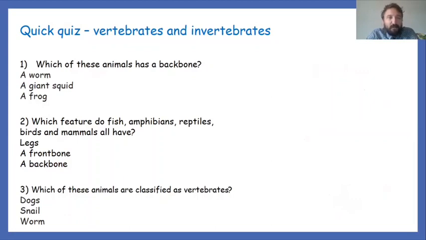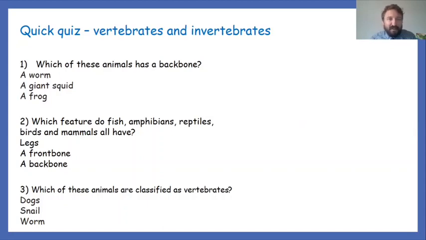Number two, which feature do fish, amphibians, reptiles, birds, and mammals all have? Is that legs, a front bone, or a backbone? And number three, which of these animals are classified as vertebrates? Dogs, snails, or worms? Okay, nice and easy for a clever Year Six, I'm sure. And we have got some questions after this, but pause the video there, come back in two minutes, and then we'll have a look at the answers.